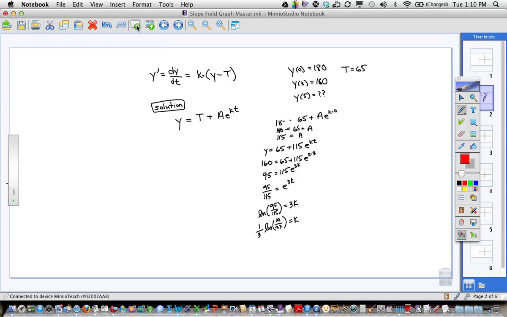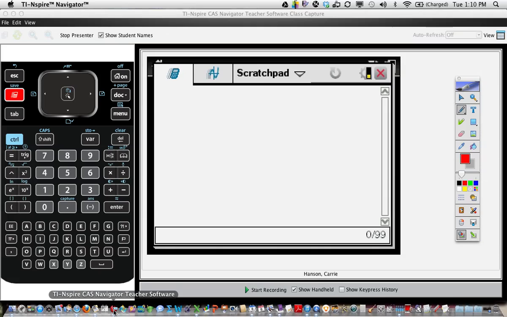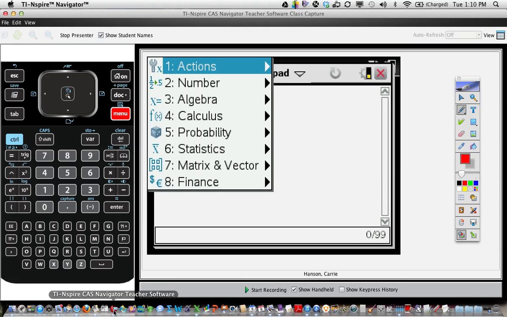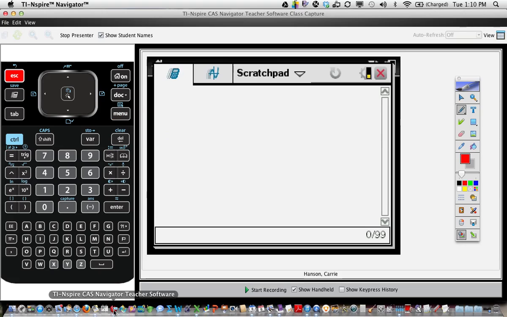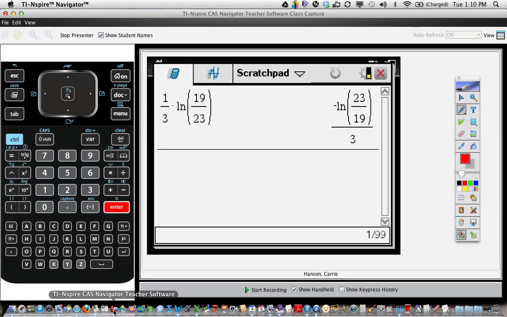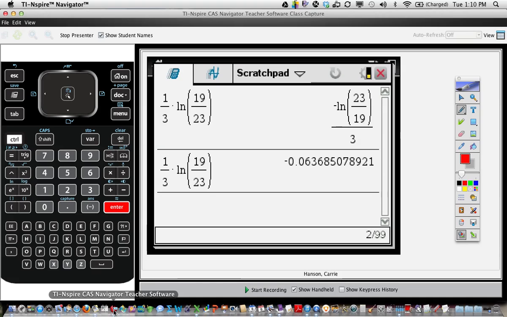All right. Now let's, Carrie, go to your calculator here and just type this in first. Do 1/3 times ln of 19 23rds, and hit Control Enter to give us a decimal. Well, that's interesting. You hit Control Enter, so it'll give us an approximate. So that's fine. Actually, I'm glad you did.